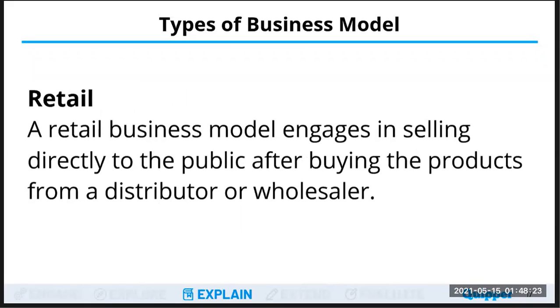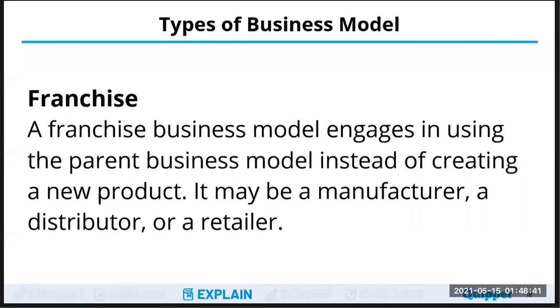Next is the retail business, engaged in selling directly to the public after buying the products from a distributor or wholesaler. Yan. For example, yung mga maliliit na sari-sari store, kung nabili nila ng wholesale yun, pwede nilang ibenta ng tingi-tingi. Franchise model engage in using the parent business model instead of creating new product. It may be manufacturer or distributor or retailer. So yun, alam naman natin kung ano yung mga franchise, no? For example, instead na mag-isip ka ng panibagong new fast food restaurant, pwede ka naman mag-franchise na lang ng Jollibee, no? Or McDo.